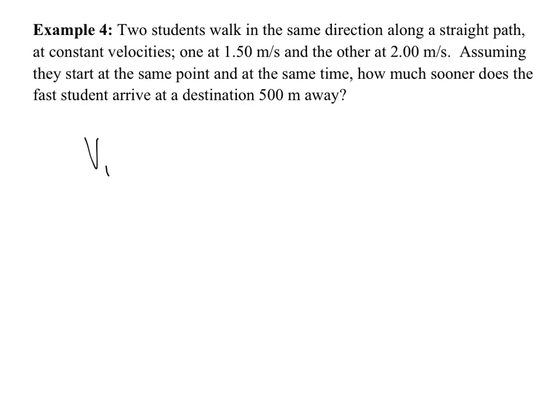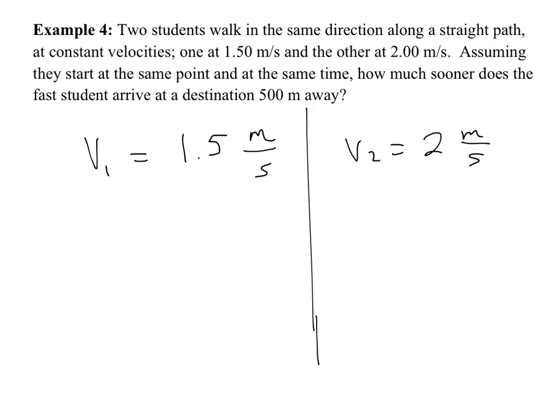So we write V1 equals 1.5 meters per second. Student 2 is 2 meters per second. Okay, so there are times where you might have to do problems completely separate from one another and then combine the results in some fashion. Other times they'll be related to one another. Those are called coupled.